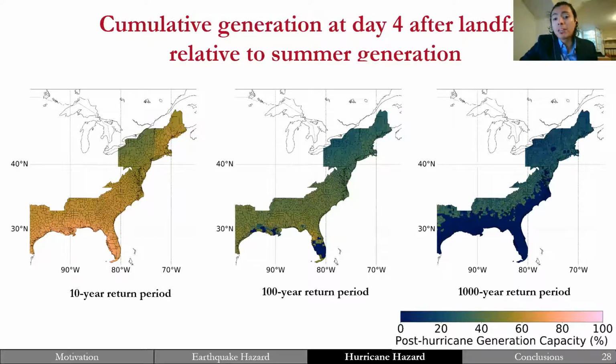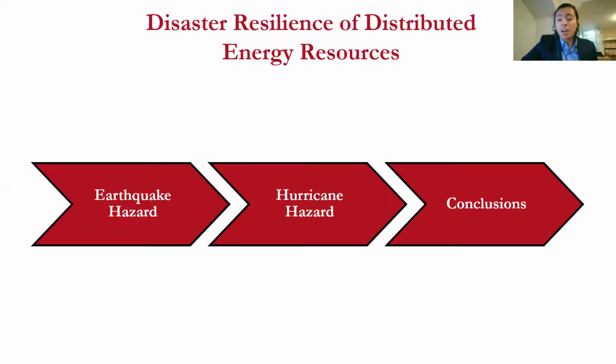And then when you move to the 1,000-year return period, you start seeing all blue regions in several states in the southeast part of the United States, highlighting that these are at the highest risk of losing generation after hurricanes, if the grid moves to being solely solar, because here we're only doing the analysis on the solar infrastructure. Okay, so that was what I had for the hurricane hazard here.